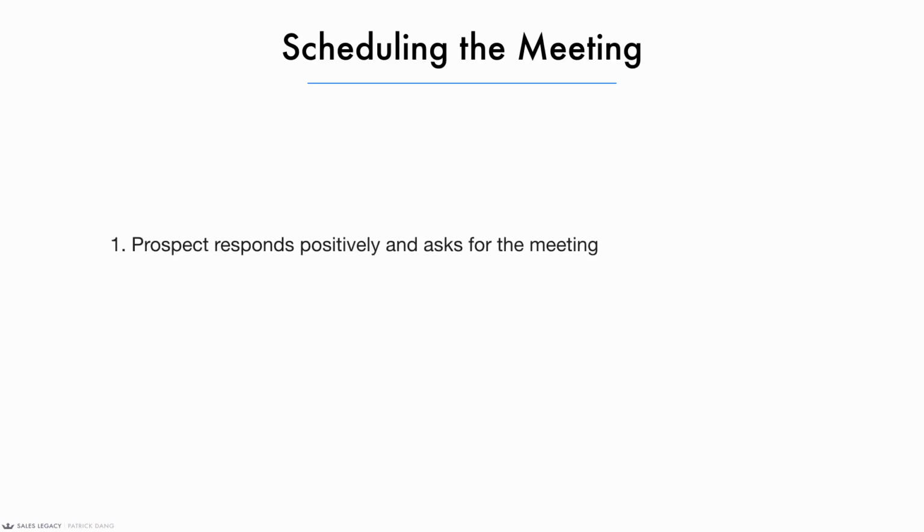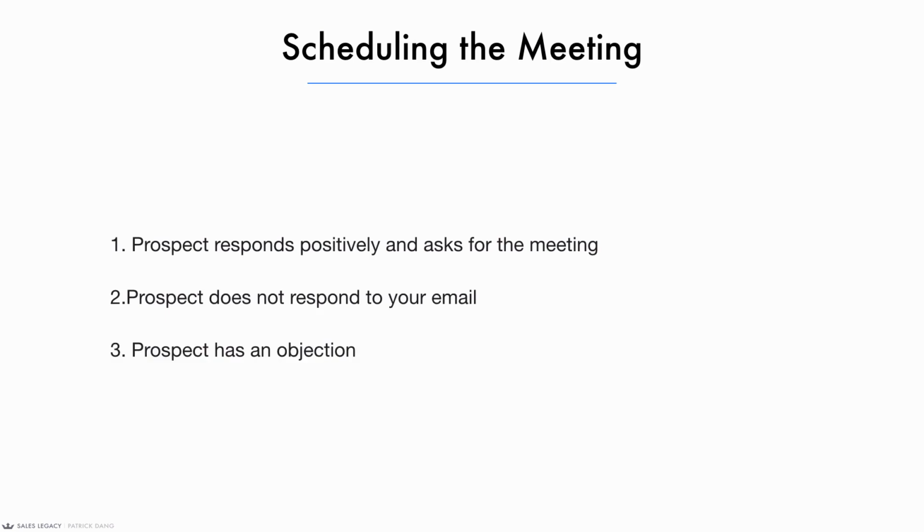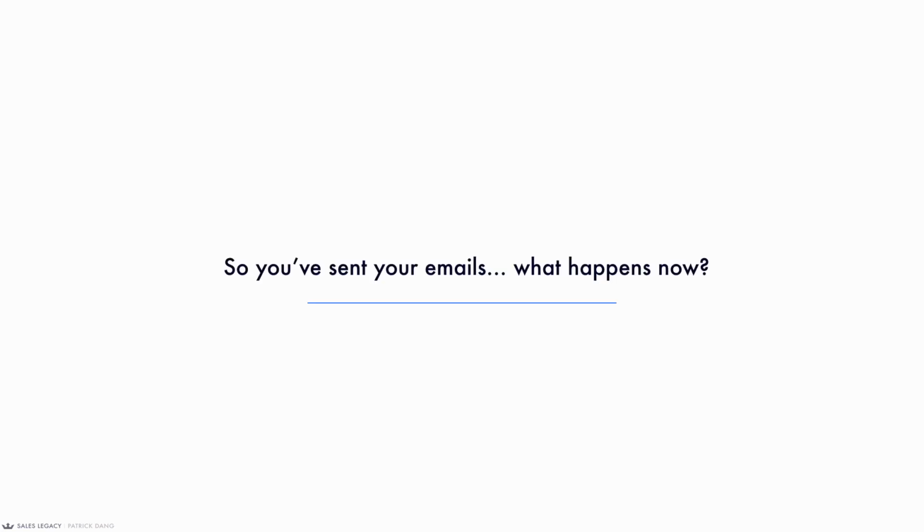out cold emails, there are a couple of things that may happen. Prospect may respond positively and they'll just ask for a meeting. Prospect may not respond to your email at all, or the prospect has some type of objection, right? Or a reason why they don't want to take the meeting. So I'm going to give you what's going to happen in every one of these scenarios so you are prepared going in.